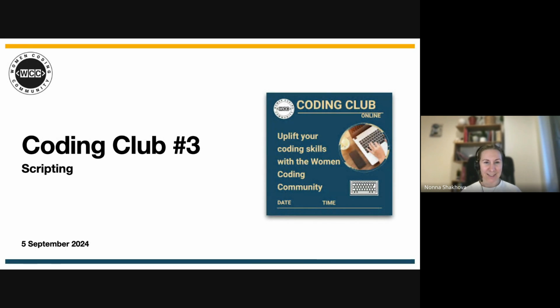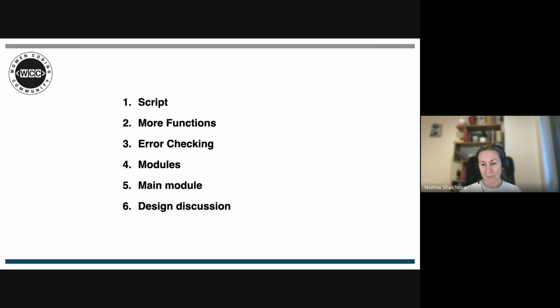Okay, so this coding club, as I mentioned before, will be about functions and Python scripts. A Python script is a program that runs a series of lines one by one by the interpreter. Today we can talk about what a script is, what a function is, error checking, modules, main modules, and design discussion. I will be quite happy to cover the first two, and let me know if you want to do the next session. We can do the second half next time.